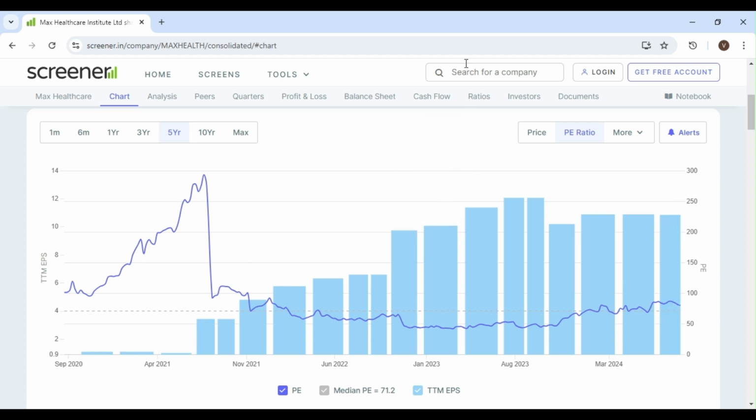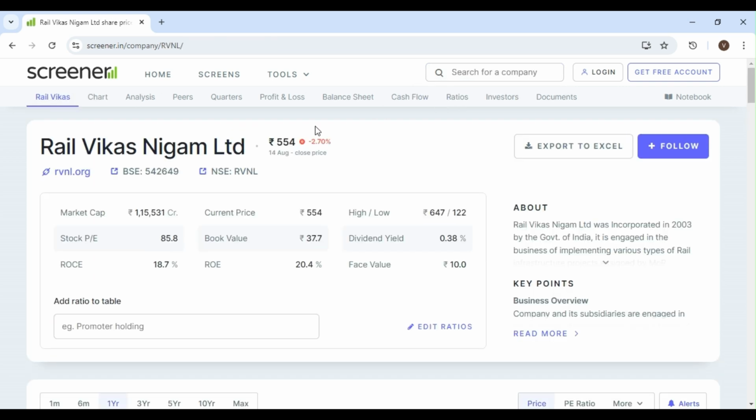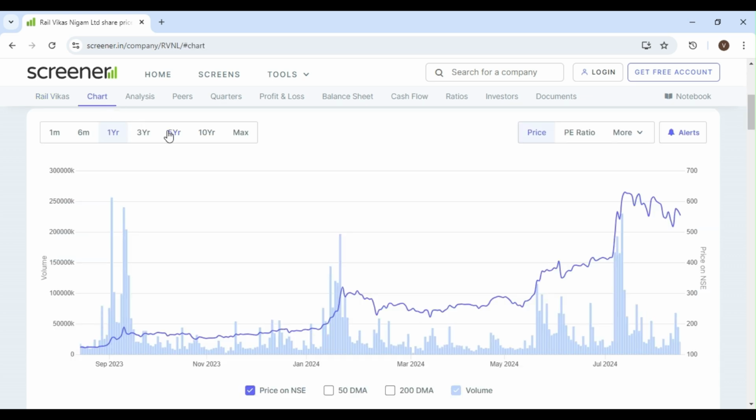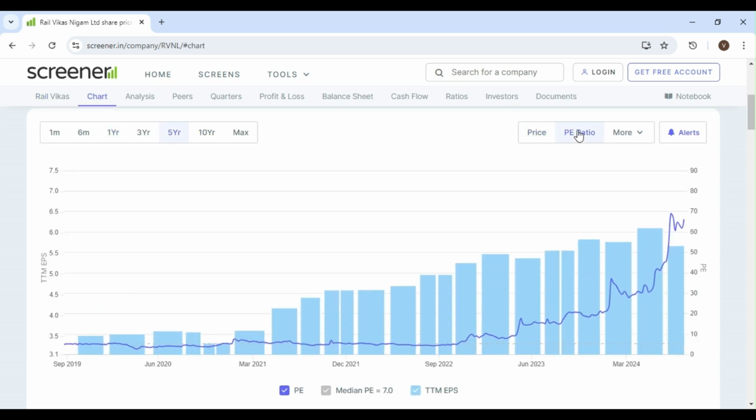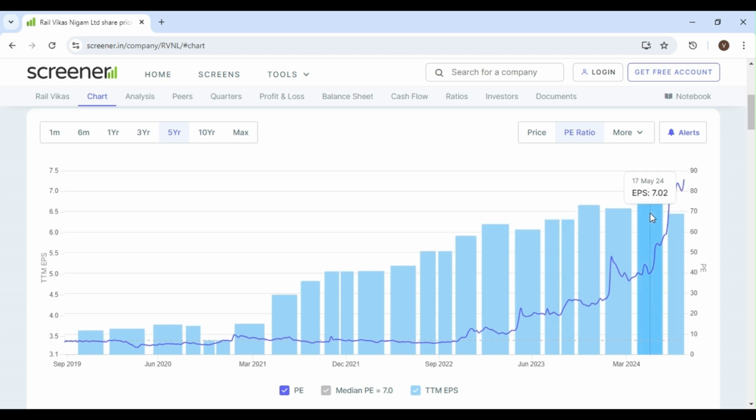Now we will go to the next company, RVNL, that is Rail Vikas Nigam Limited. So here the current market price is 554. So now we will go to the chart. We will see the PE ratio of the company. The PE ratio is 7.02 last quarter. This quarter also 7.02.